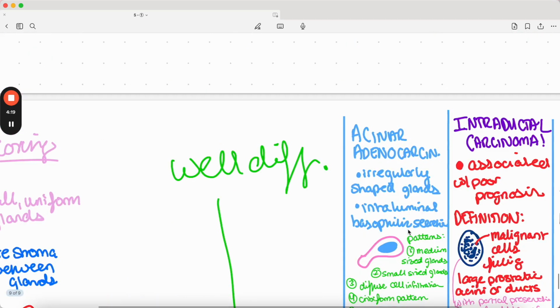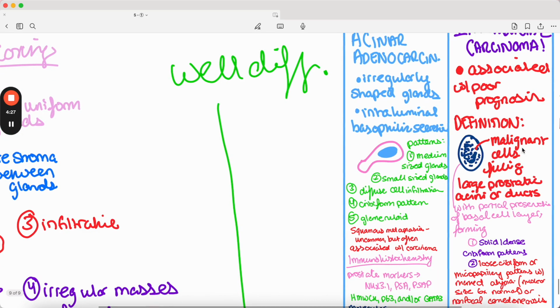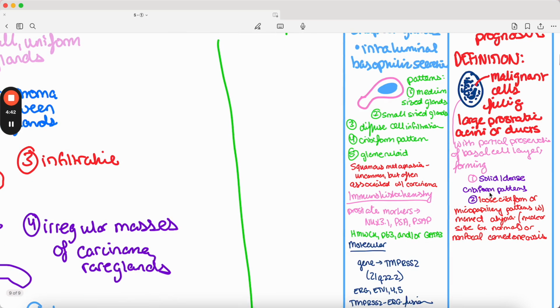So the next thing is going to be intraductal carcinoma. So intraductal carcinoma is associated with a poor prognosis. Essentially, it's kind of like DCIS in the breast. So the definition is going to be malignant cells filling large prostatic acini or ducts. And then you're going to have partial preservation of the basal layer, forming solid/dense cribriform patterns, either that or loose cribriform or micropapillary patterns with marked atypia, so nuclear size 6 times greater than normal, or non-focal comedonecrosis.